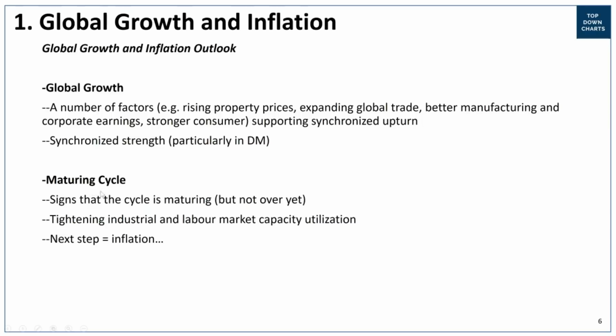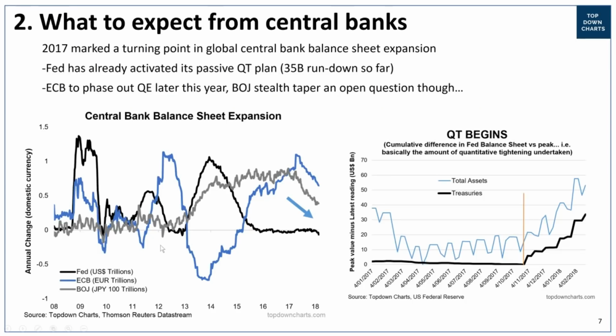The other theme is the maturing cycle. We're definitely seeing signs that the cycle is maturing, but it's not over yet. There's tightening industrial and labour market capacity utilization, and the next step is inflation. And the next step after that is what happens with monetary policy. So what should we expect from central banks? 2017 was a very interesting year for monetary policy. You might have missed it, but it marked a pretty key turning point in global central bank balance sheet expansion.